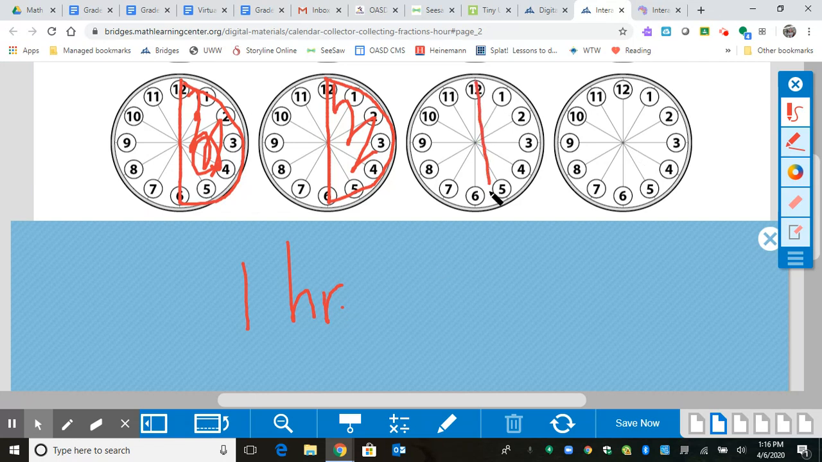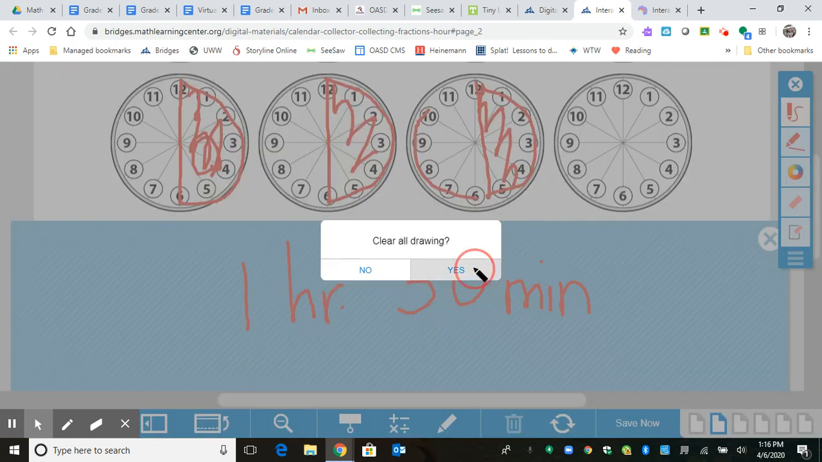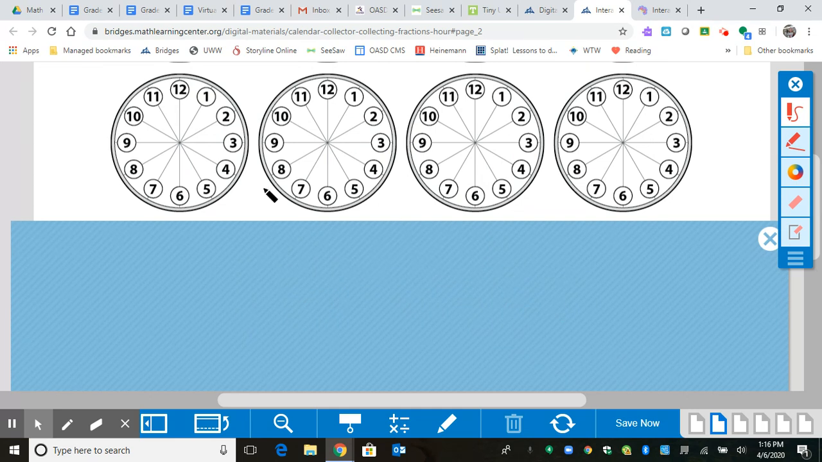Now, if I were to add or collect another half hour to this 1 hour, I would then have 1 hour and 30 minutes. Not quite 2 hours, correct? I would need another 30 minutes to add to that to get to 2 hours. But you know what I noticed, which is really cool on a clock, is that half of a clock, that half hour, can be shown in different ways.